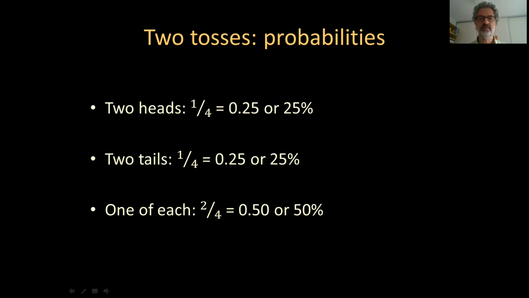So these are the expected probabilities of occurrence for three different kinds of counts, getting two heads or two tails or one of each.